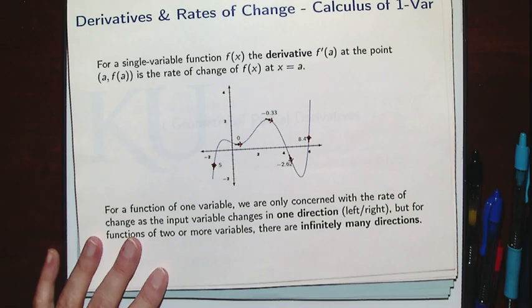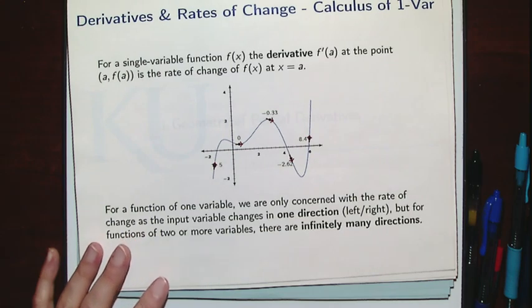So now, another thing that we learned in Calc 1: the derivative at a point represented the slope of the tangent line. Now let me show you some stuff.